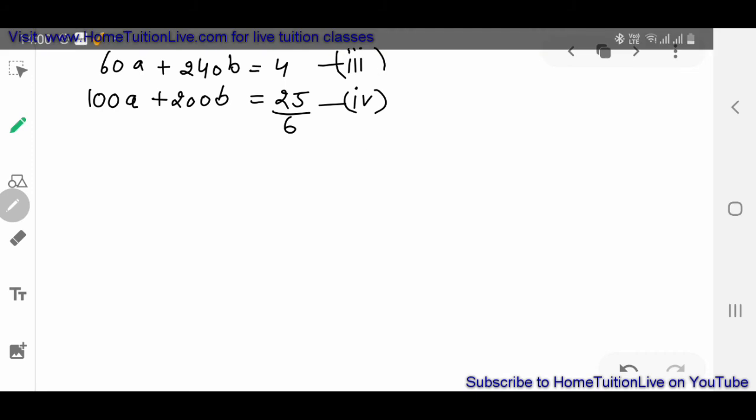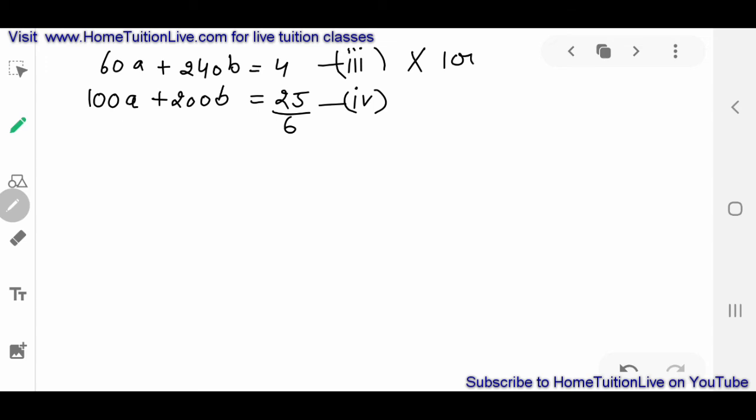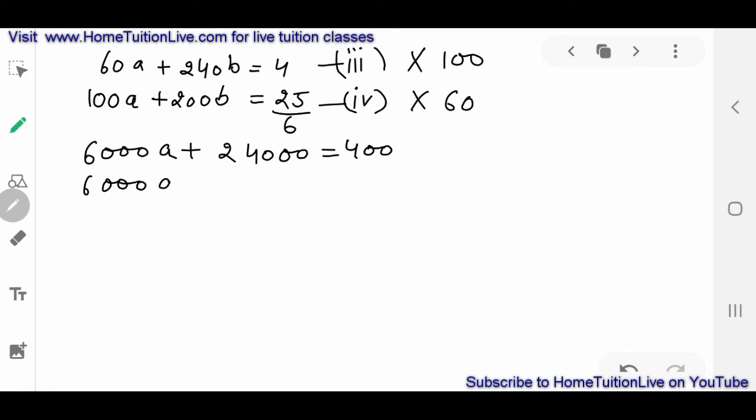Now multiply the third equation by 100 and multiply the fourth equation by 60. So we get 6000a plus 240 multiply 100 is 24,000b equals 400. Same way, 6000a plus 12,000b equals 25 upon 6 into 60, that is 250.